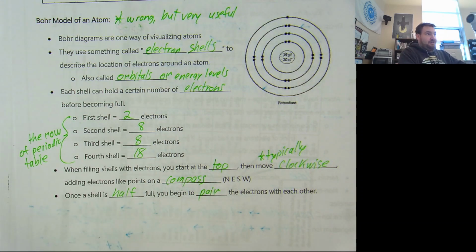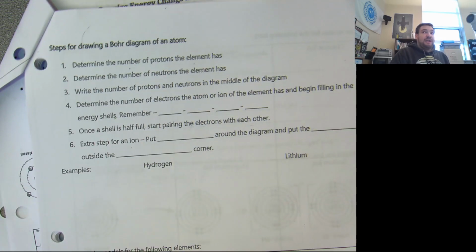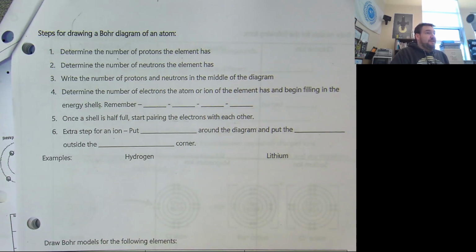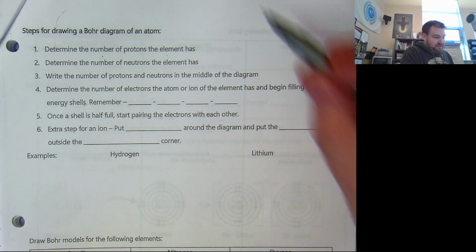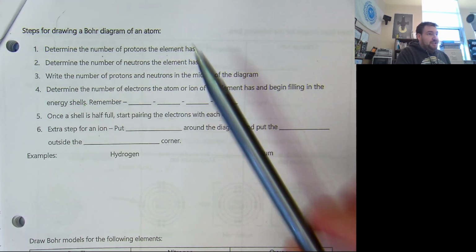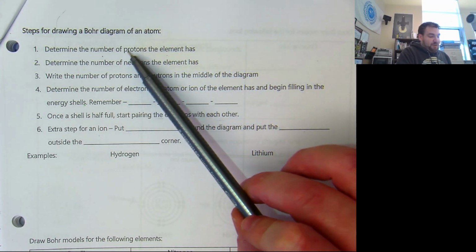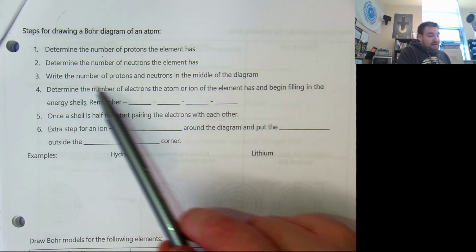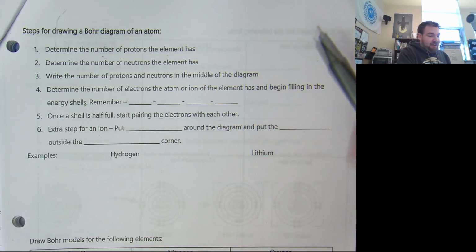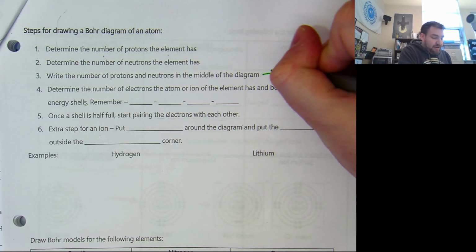Flip the page when you're ready. I'm going to get you to draw some Bohr diagrams for practice for me. Here's what I want to see. Every science teacher does this a little bit differently. What I want you to do when you're drawing me Bohr diagrams is this. The first thing I want you to do is to determine the number of protons an element has, the number of neutrons the element has, and then write the number of protons and neutrons in the middle of the diagram. This is to mimic the nucleus.